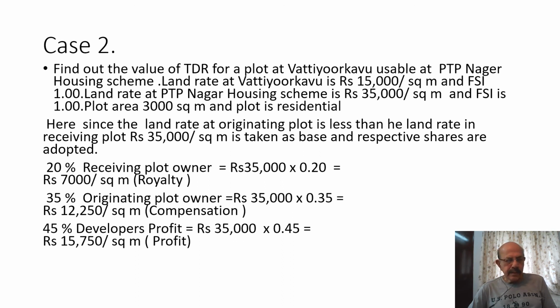Here, since the land rate at the originating plot is less than the land rate in the receiving plot, rupees 35,000 per square meter is taken as base and respective shares are allotted. So 20% for the receiving plot owner: 35,000 into 0.2 is equal to rupees 7,000 per square meter royalty. 35% for the originating owner: 35,000 into 0.35 is 12,250 per square meter. And 45% for the developer: 35,000 into 0.45 is equal to 15,750 per square meter.